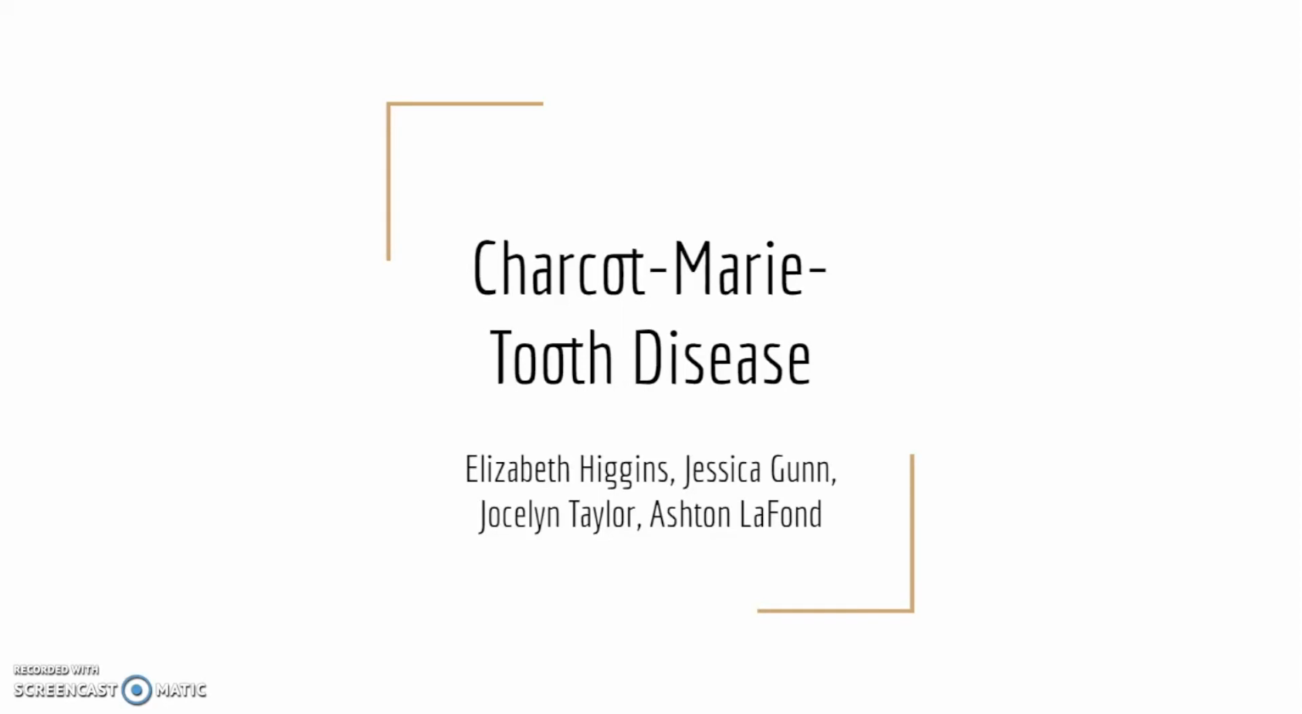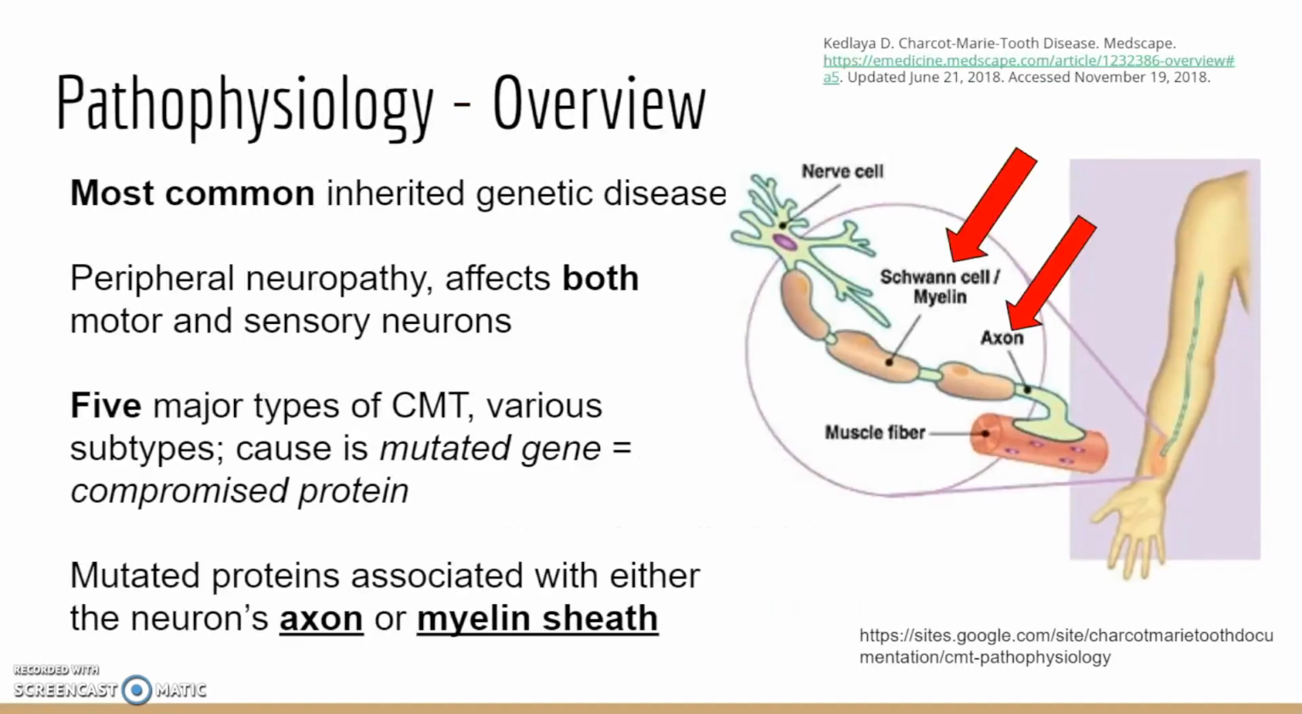Hi all, today we'll be talking about Charcot-Marie tooth disease. Charcot-Marie tooth disease, or CMT, is the most common inherited disease. It is classified as a peripheral neuropathy, meaning it affects the neurons of the peripheral nervous system, not neurons of the brain or spinal cord. Both motor and sensory neurons are affected by CMT disease, so both motor and sensory functions are compromised.